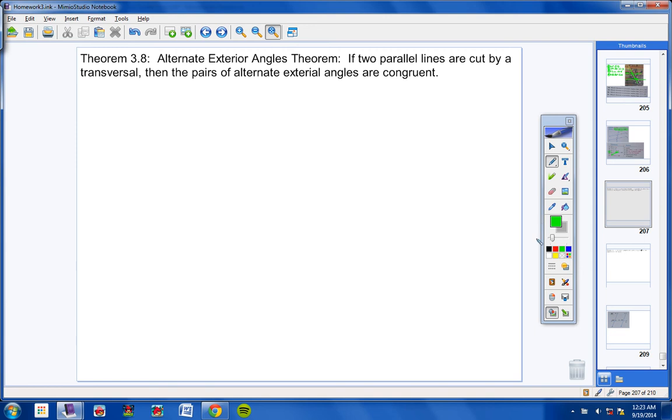First of all, we're going to brainstorm. We're going to draw the diagram first. Let's see, two parallel lines are cut by a transversal. So here's my two parallel lines cut by a transversal. We'll call this A, L, and M. Then we're going to prove that the alternate exterior angles are congruent. So we'll call this angle 1. And we'll call this angle 2.